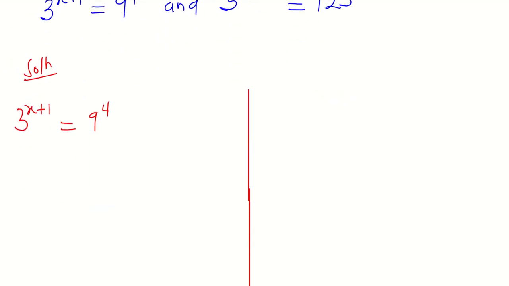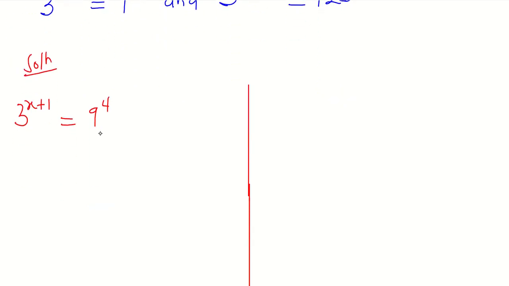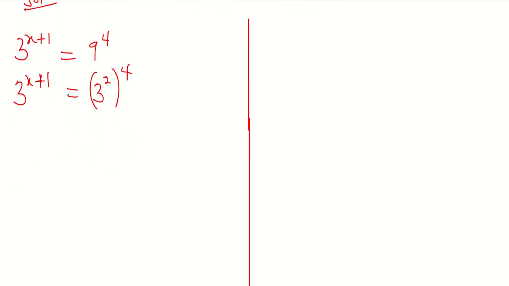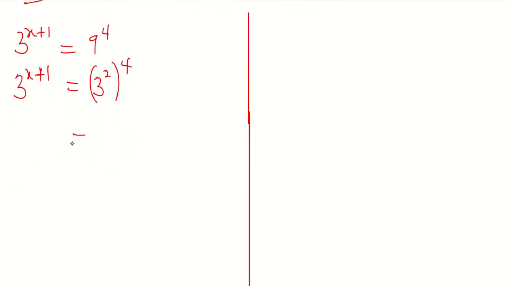We can rewrite 9 so that it has a base of 3 and an exponent. We know 9 is the same as 3^2, which means we have (3^2)^4 here. On the left-hand side, we maintain the same thing, 3^(x+1). Then we multiply the exponents on the right-hand side. So that is 3^8, when 4 multiplies 2.